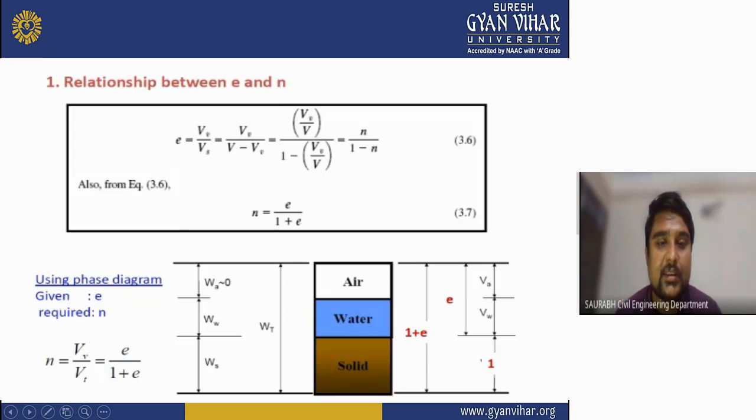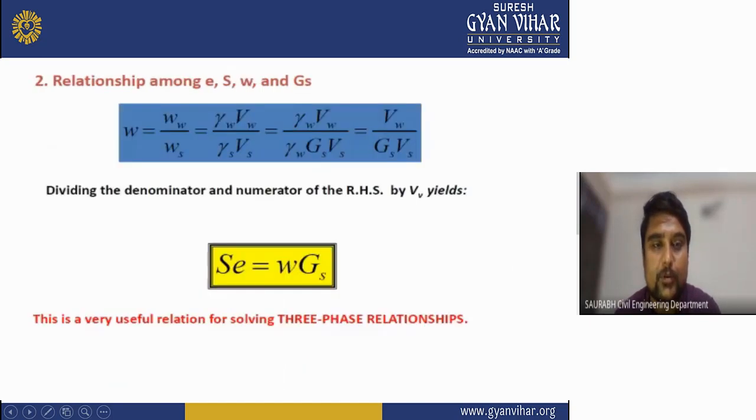Now we will see the relationship between e and n. Here you can see e is equal to Vv upon Vs, which is Vv upon V minus Vv. And finally, by solving that, you will get n is equal to e upon 1 plus e. Porosity n is Vv upon V, which is e upon 1 plus e. That will be your formula for porosity.